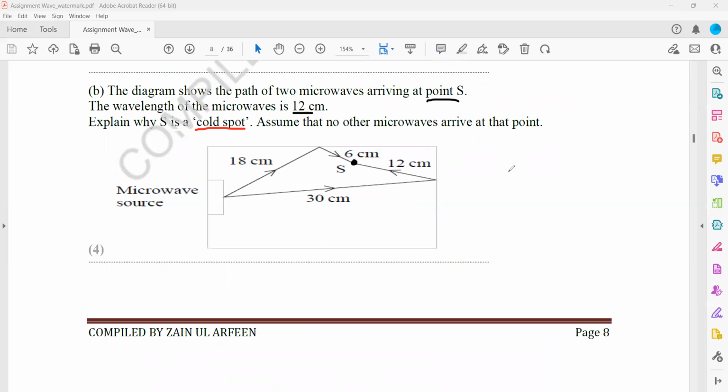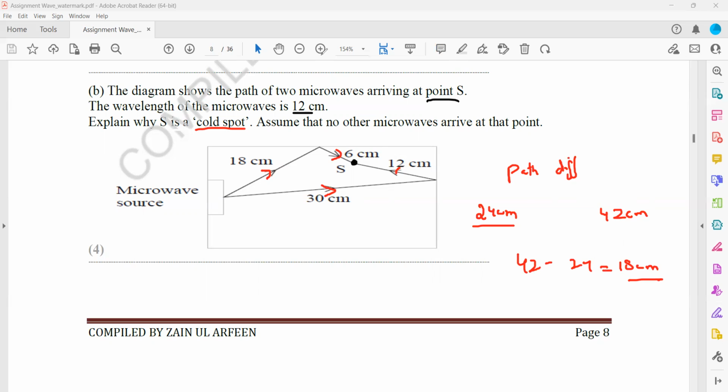First we work out the path difference. The first wave first travels 18 and then travels 6, so 18 plus 6 equals 24 centimeters. So the first wave travels 24 centimeters from the microwave source to the point S. The second wave travels 30 plus 12: as you can see here, 30, then it bounces back and 12. So 30 plus 12 equals 42 centimeters. The path difference between them is 42 minus 24, which equals 18 centimeters.